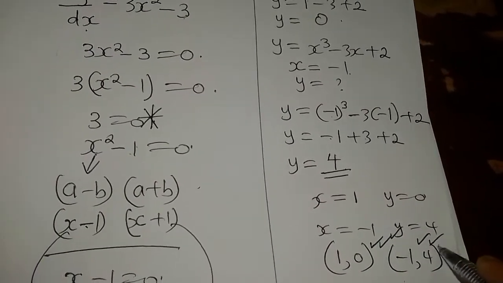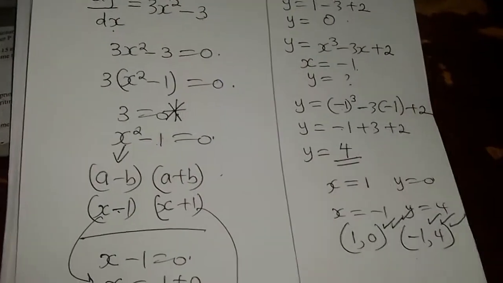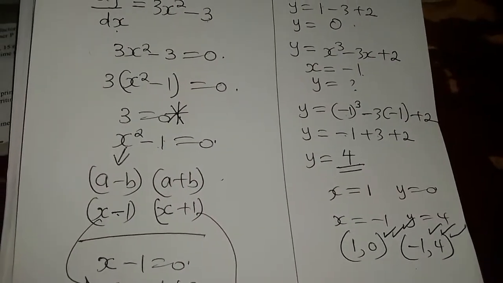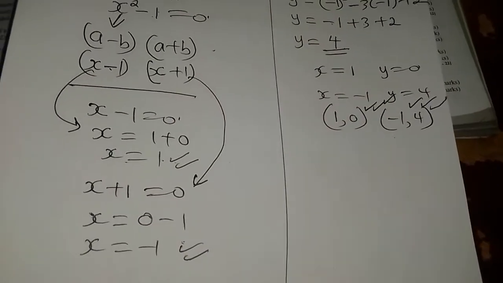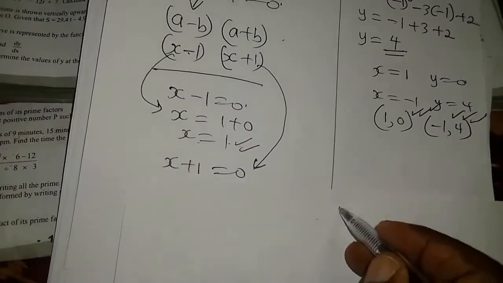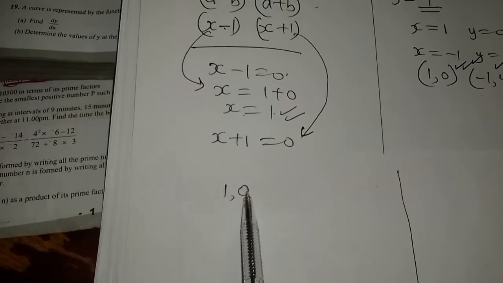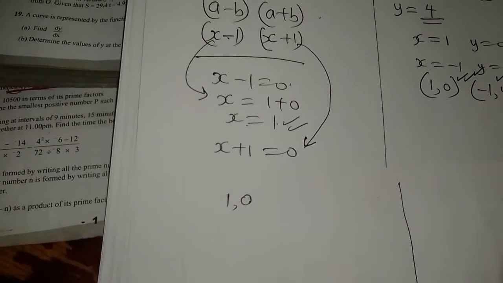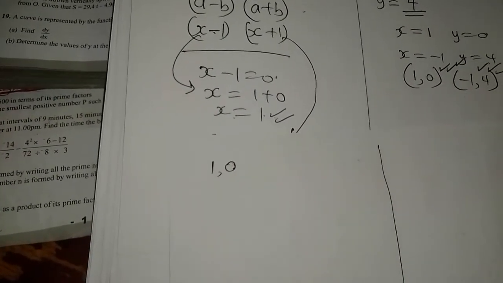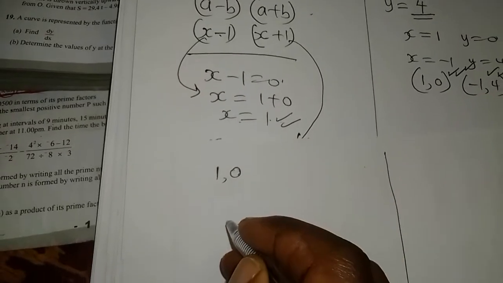Correct. Now we want to see the nature of these turning points of the curve. How do I know whether this turning point is a maximum or a minimum? This is what I'm supposed to do. Have a look at this. I want to see: is (1, 0) the maximum turning point of the curve or the minimum turning point of the curve? Then I can go to the next one, (negative 1, 4). So I'll come here and draw something of this sort.